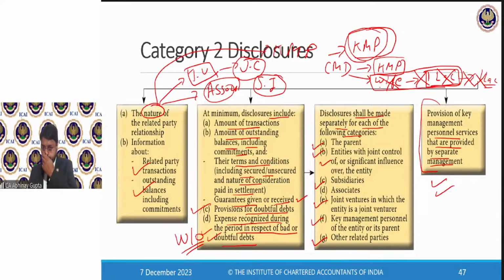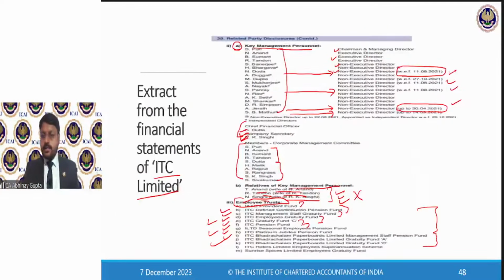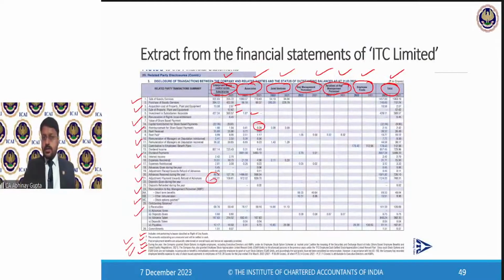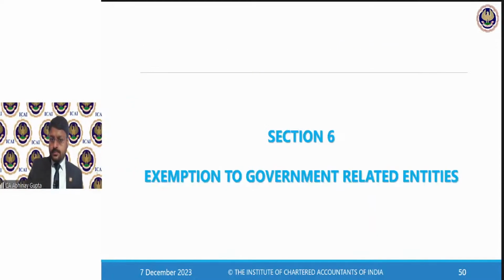disclosed, right? And disclosure has to be made according to the category of parent, subsidiary, associate, JV, like we have seen in the ITC Limited disclosures here, right? So that's all on the disclosure.